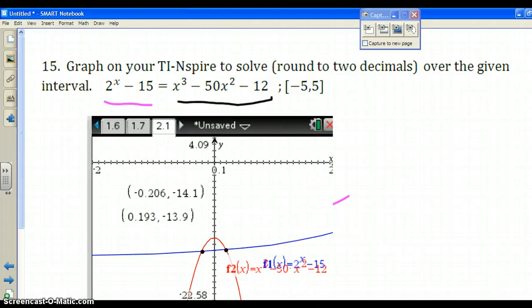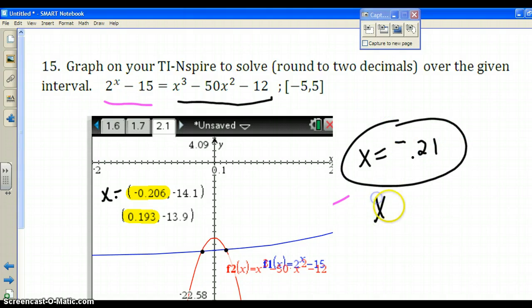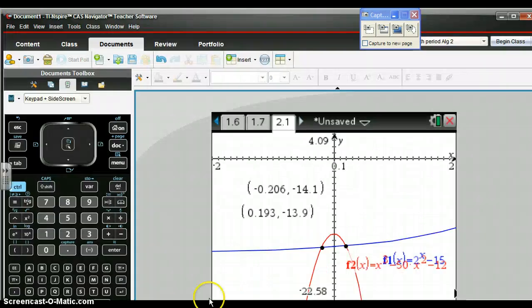So in this case, we have our solutions, which are going to be the x values of these two intersection points. And so I would write my solutions like x equals negative 0.21, round that off. And the second one would be x equals 0.19. And those are my solutions. Now there's another way we could have done this. So I'm just going to show you that way, and you may like this way a little bit better.